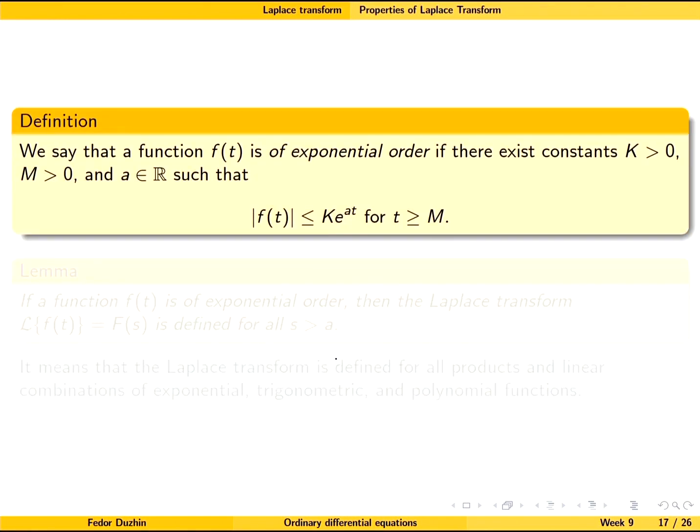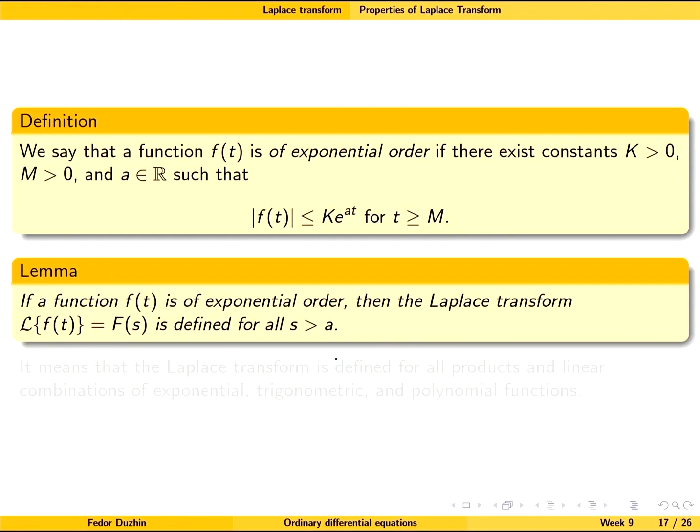So here is a definition. We say that a function f of t is of exponential order if there exist some constants such that the absolute value of f of t is less than some constant times e to the at, when t is sufficiently large. Okay, and a simple lemma. If you want to prove it, I suggest that you try to prove it and post your proof as comments to this video, but it's not very challenging.